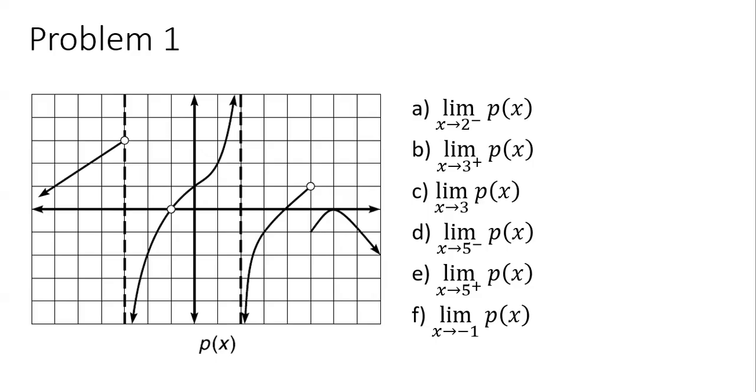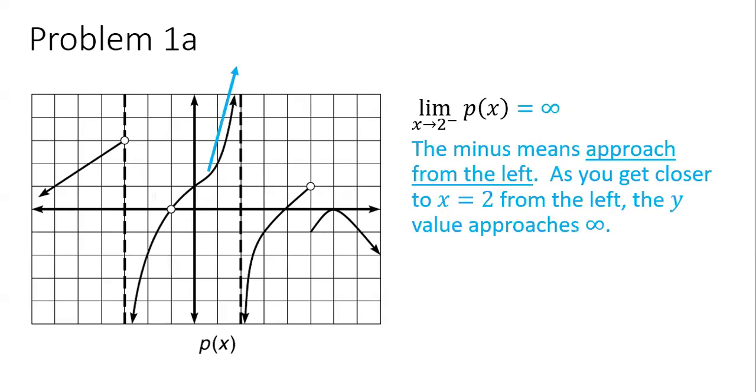All right, hopefully you tried that on your own. Let's go through each one. Part A, limit as x approaches 2 minus. So 2 from the left. That minus sign means you're approaching from the left. Don't forget that. So as we approach x equals 2 from the left, where does the function go? It's going to infinity. The limit's infinite.